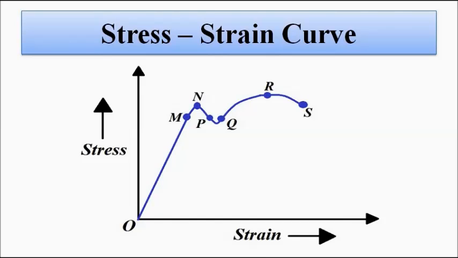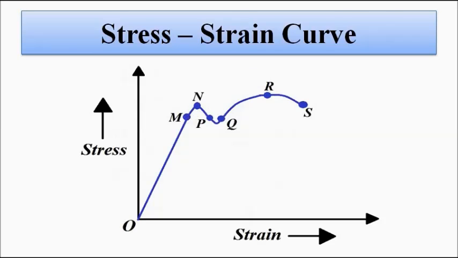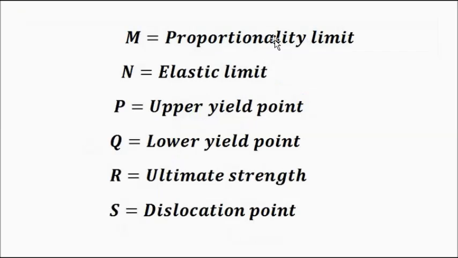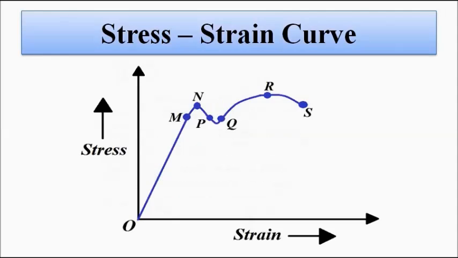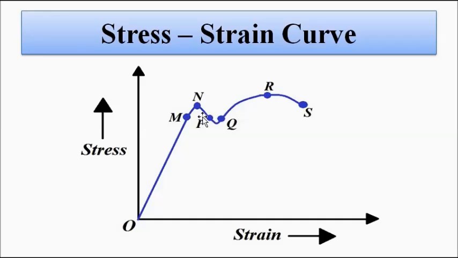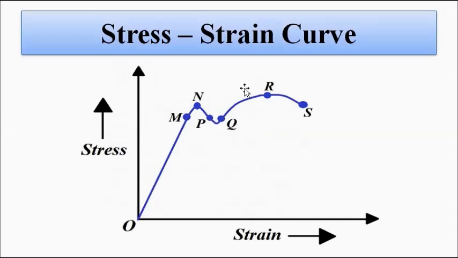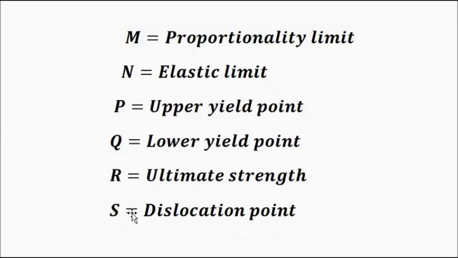So the various points M, N, P, Q, R, S, starting from the origin, they mean these things. The point M is called the proportionality limit. N is the elasticity limit. P and Q are the upper and lower yield points. R is the ultimate strength, and S is the point of dislocation.